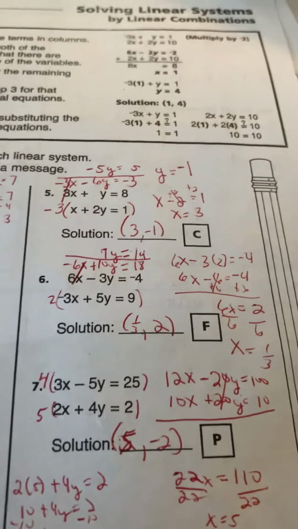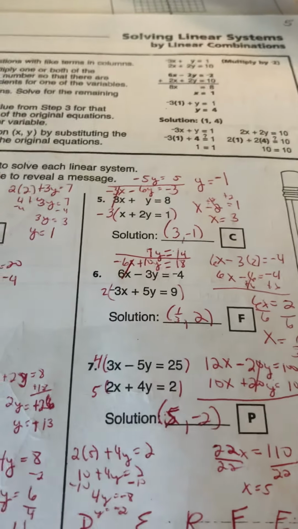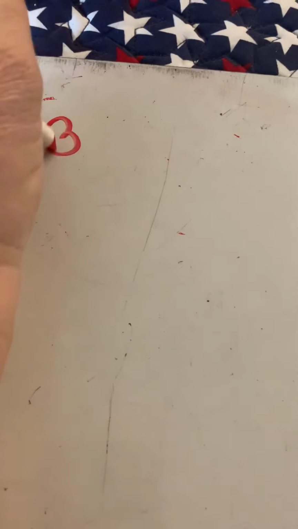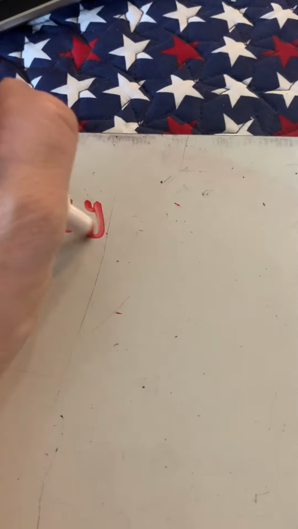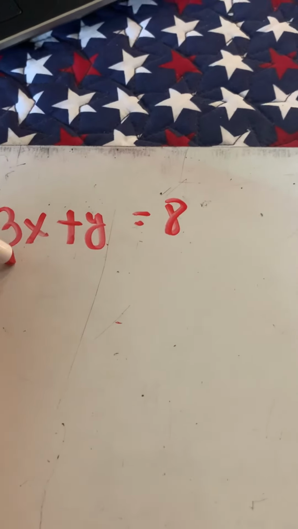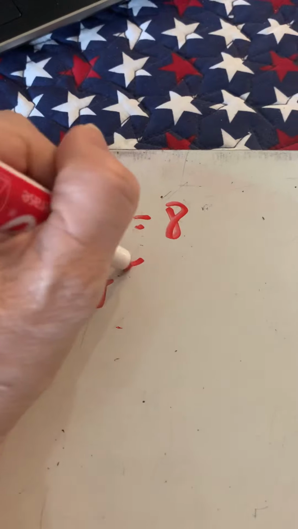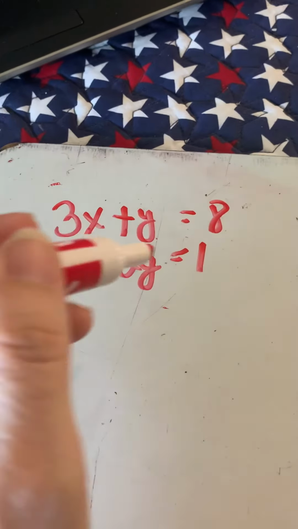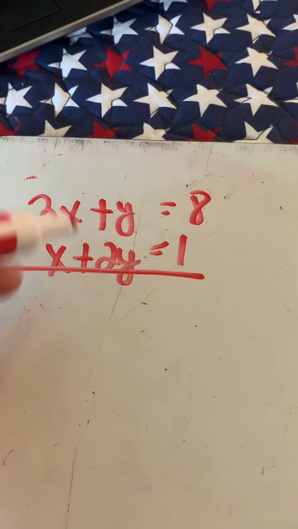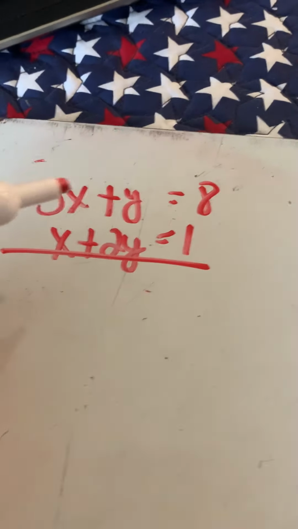For the next one, we're going to have to do a little more work. Okay, you are going to end up having to distribute. So when we write that, you're going to have 3x plus y equals 8, and x plus 2y equals 1. So when you have these, you can see that I can't cancel anything out. You really can, you have a choice.